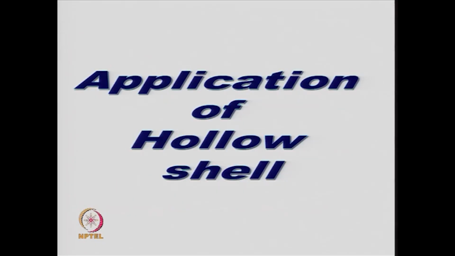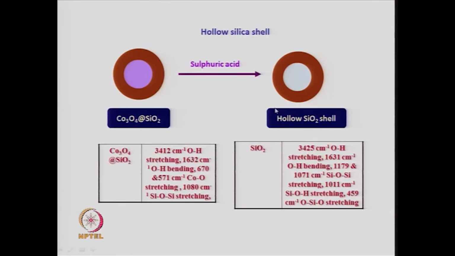Now, we can also make hollow shells. We were discussing core shells, that means there is a particle core material on top of which there is a shell. Now, we can also make use of hollow shells, that means there is a shell with nothing inside. How do you make such hollow shells? For example, you take this core shell structure of cobalt oxide with silica on the outside, you put it in sulfuric acid, and then the core is eaten away, and what remains is the hollow silica shell.